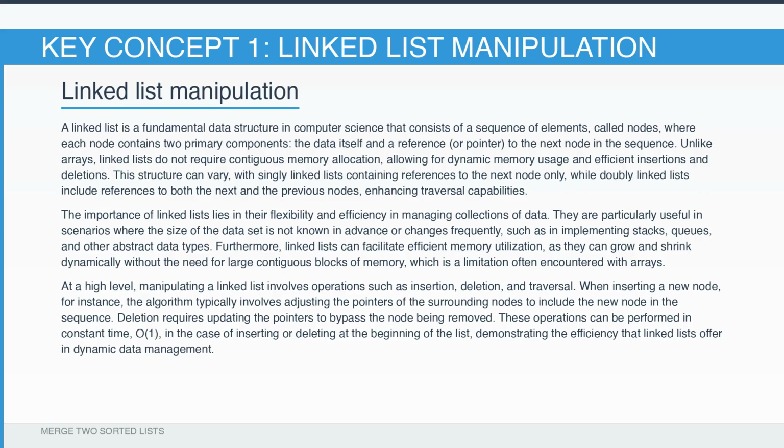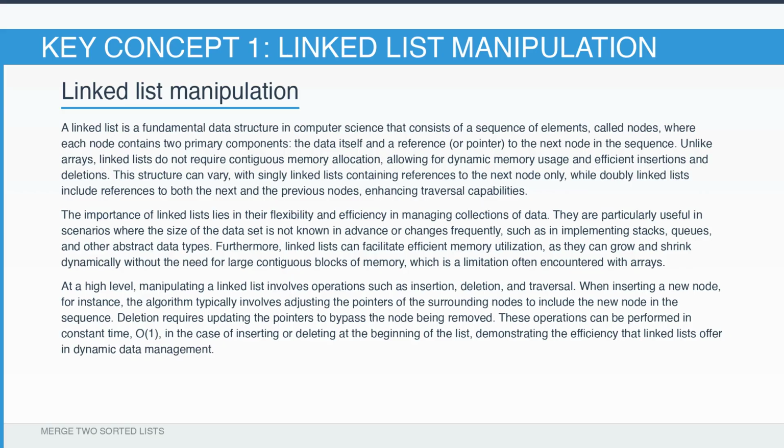There are different types of linked lists. Singly linked lists only point to the next node, while doubly linked lists also point back to the previous node, making them easier to navigate in both directions. The flexibility of linked lists shines in situations where the size of data isn't fixed, such as managing stacks and queues.